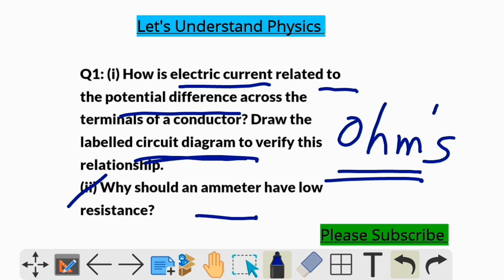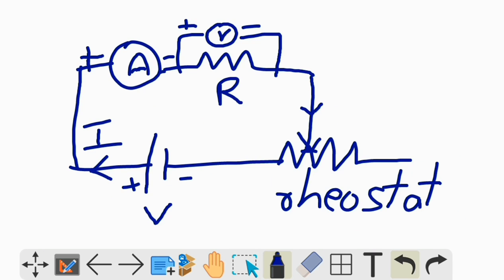Why should an ammeter have low resistance? An ideal ammeter will have zero resistance. That also you have to remember. That question also may be asked in the exam. Ammeter should have low resistance because it needs to measure the entire, complete current passing in the circuit. This current is measured by the ammeter itself, so it should have low resistance. An ideal ammeter should have zero resistance. It should not have any voltage drop across it. Understood? So that is the reason.